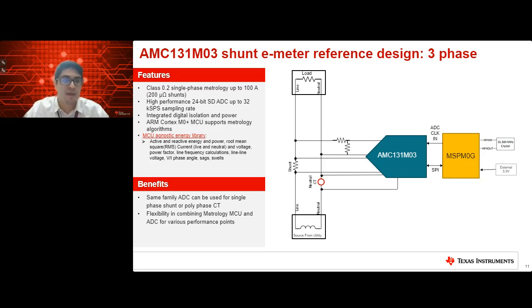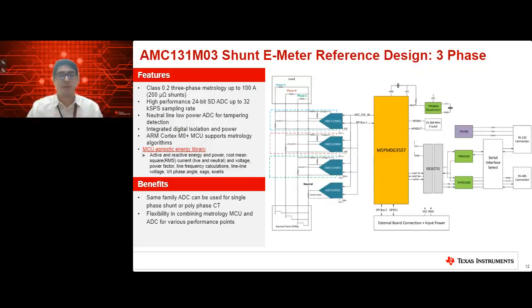Some of the benefits is that the same family ADC can be used for both the single phase shunt as well as a polyphase CT. So basically what I'm trying to get at here is this energy library that comes with our reference designs will be able to work on the CT applications as well as the shunt applications. And as I said, it's MCU agnostic. So while our reference design is featuring the MSP-M0G, we actually have multiple microcontrollers that we've been able to get the energy library working on. So if you wanted a higher end microcontroller with maybe some more safety features, we'll be able to cover that.